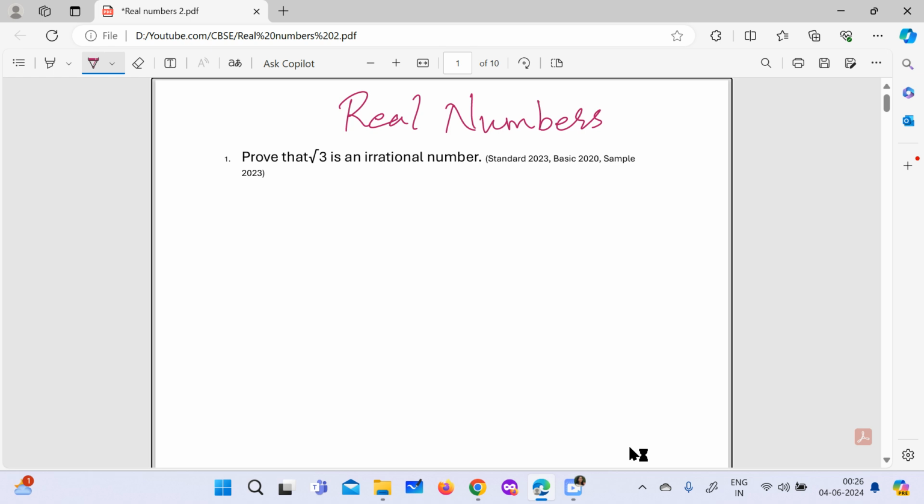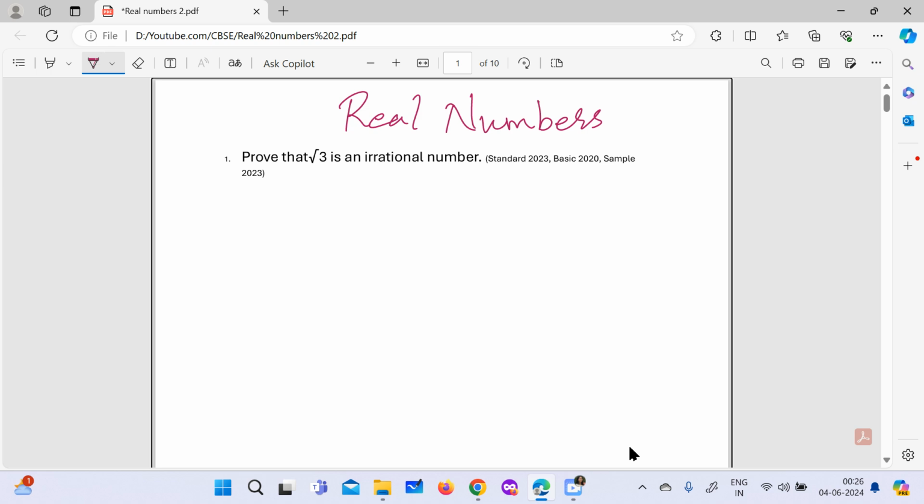So this question has been asked in Standard Paper 2023, Basic 2020, as well as this was included in the Sample Paper 2023. So we get many questions like this. Prove root 5 is irrational, prove root 2 is irrational, prove root 11 is irrational, as well as root 7 is irrational. Even you get this in fraction form, addition form. So let's see how to solve it now.